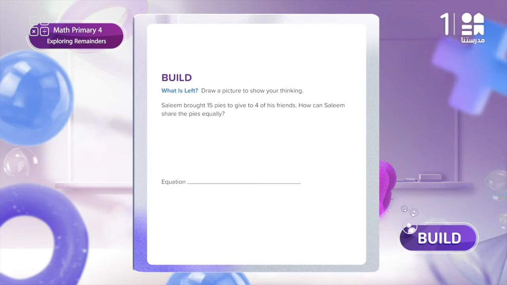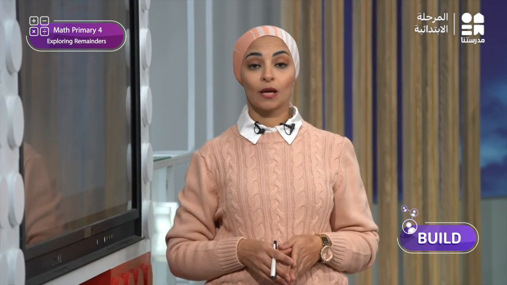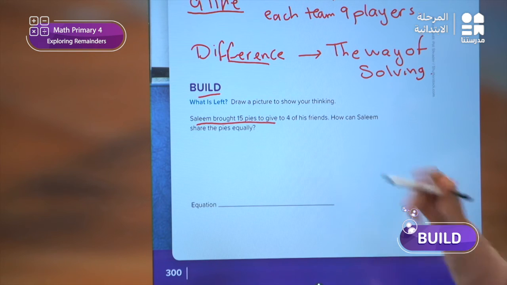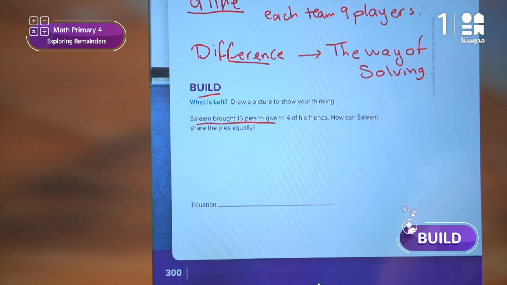طيب, now don't forget you can solve the problems using more than one way. دايما بنستخدم أكتر من طريقة عشان نحل any problem. ممكن نستخدم ال drawing or picture or writing an equation. طيب, تعالوا نشوف بقى البروبلم بتقول لي إيه. The problem says that Selim brought 15 pies to give it to 4 of his friends equally. Okay? Now, let's write the problem all together.